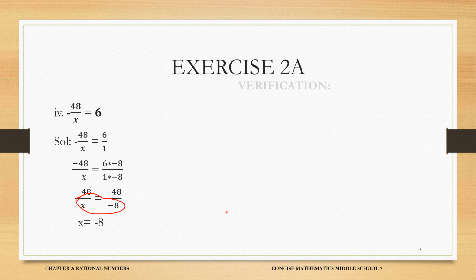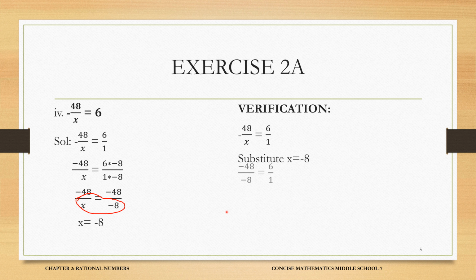And you can verify your answer by substituting this minus 8 in place of x. I have just substituted minus 8 over here, and now you can just cancel it. Minus minus gets cancelled, so it becomes plus. 8 ones are 8, 8 sixes are 48. So see, 6 by 1, 6 by 1, both are equal.